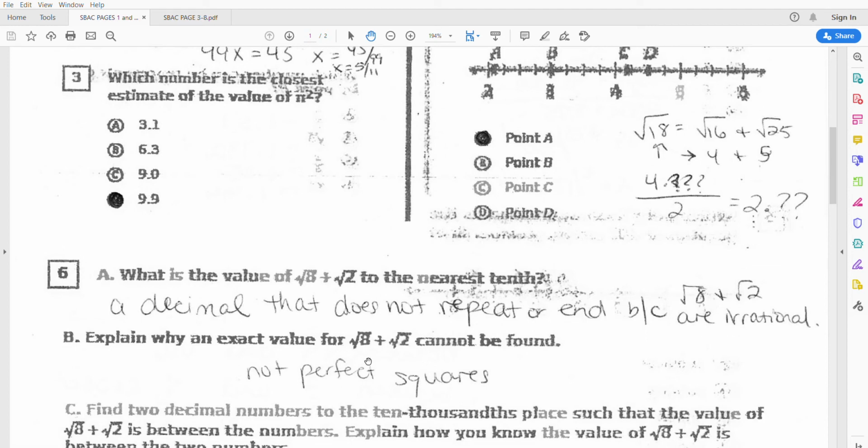That explains why an exact value cannot be found: they're not perfect squares, they are irrational.